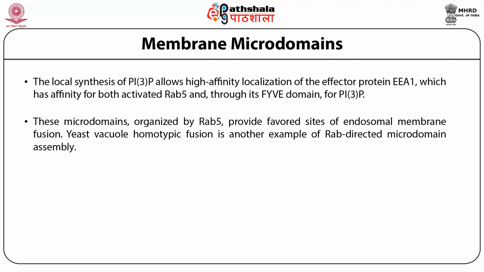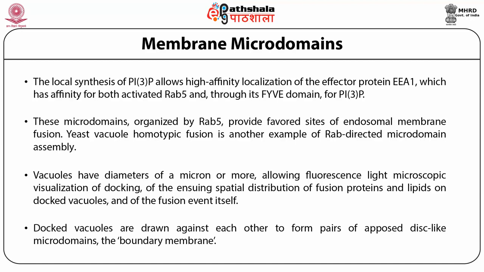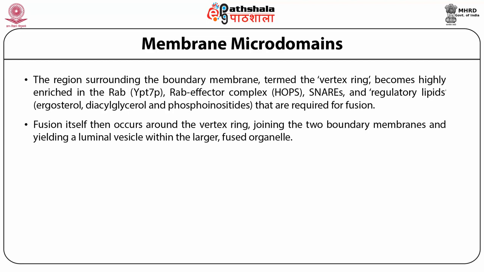A vacuole has a diameter of microns or more, which allows fluorescence microscopic visualization of the docking, of the spatial distribution of fusion proteins and lipids on docked vacuoles, and of the fusion event itself. The docked vacuoles are drawn against each other to form a pair of opposed disc-like microdomains known as the boundary membrane. The region surrounding the boundary membrane, termed the vertex ring, becomes highly enriched in RAB, RAB effector complex, SNAREs and regulatory lipids such as ergosterol, diacylglycerol, and phosphatidylinositides that are required for fusion. Fusion itself then occurs around the vertex ring, joining the two boundary membranes and yielding a luminal vesicle within the larger fused organelle.